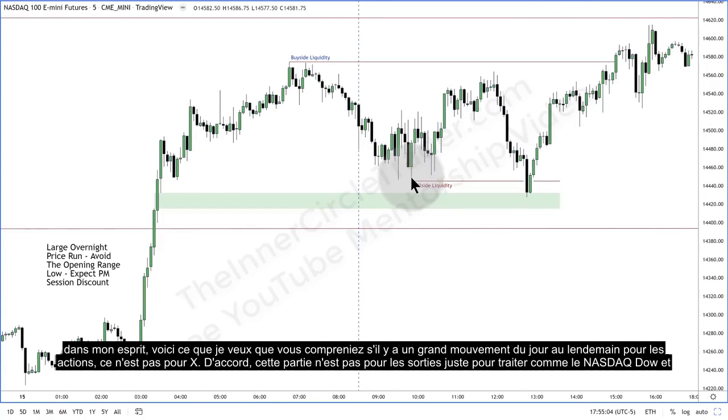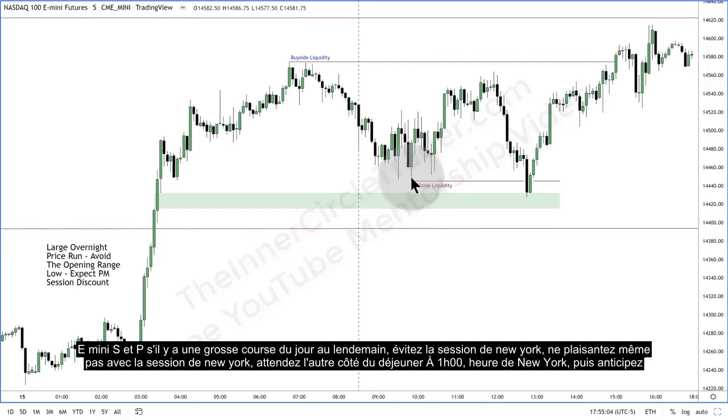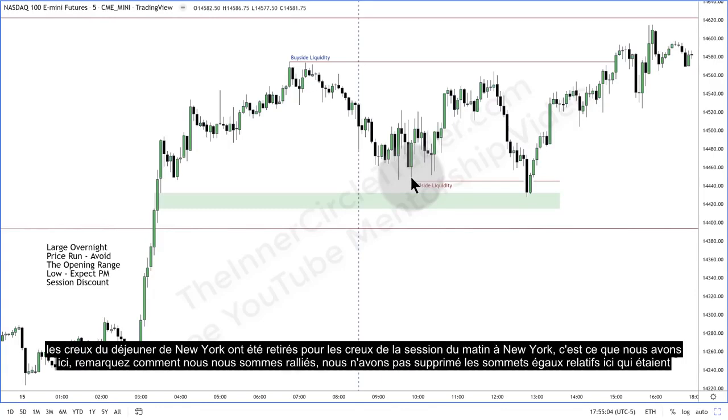Now, right away in my mind, here's what I want you to understand. If there's a big move overnight for equities, this is not Forex. This part is just for trading like NASDAQ, Dow, and E-mini S&P. If there's a big run overnight, avoid the New York session. Don't even mess with it. Wait until the other side of lunch at 1 o'clock in the afternoon, New York time, and then anticipate the New York lunch lows taken out or the New York morning session lows, which is what we have here.